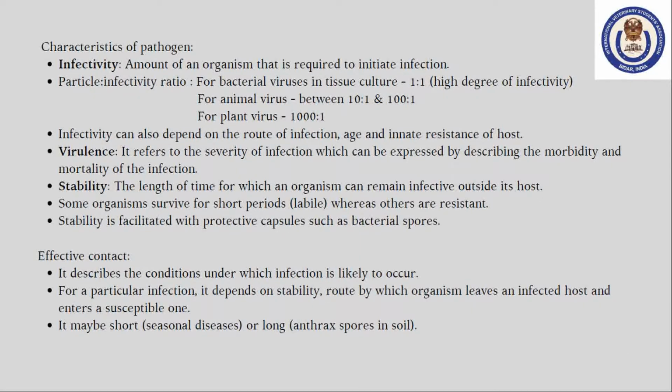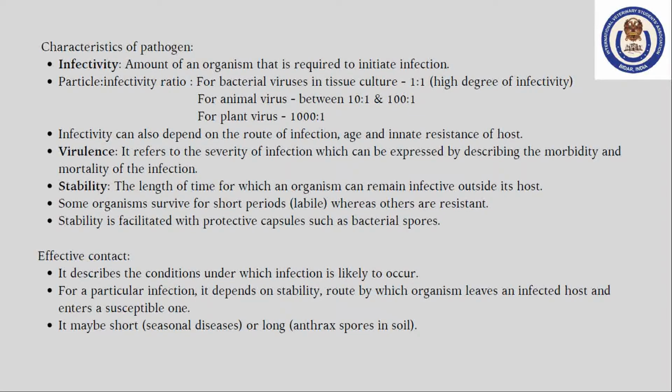Characteristics of pathogen. First is the infectivity. It is the amount of an organism that is required to initiate the infection in a host. The particle infectivity ratio gives an idea of the number of particles or organisms required to initiate the infection. For bacterial viruses, that is the bacteriophages in tissue culture, it is 1:1. That is, one organism is enough to initiate the infection, and this is a high degree of infectivity. For animal virus, it is between 10:1 and 100:1, and for plant virus, it is 1000:1. That is, 1000 organisms are required to initiate the infection, and it is the lowest degree of infectivity.